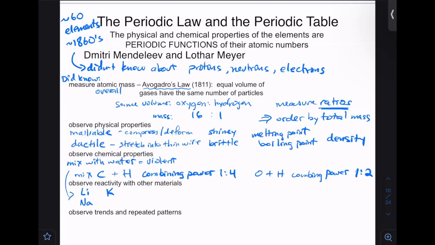But scientists realized that when you mix those with water, they reacted very violently. And pretty much it looked the same. The reaction, the violence of that reaction looked very, very similar, okay? But these have very different atomic weights, or masses. These have different atomic masses.